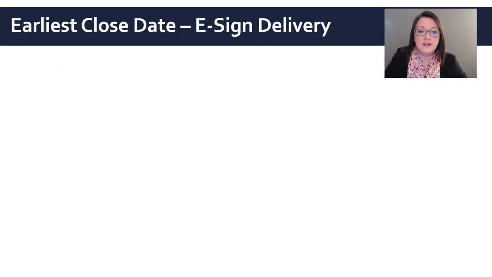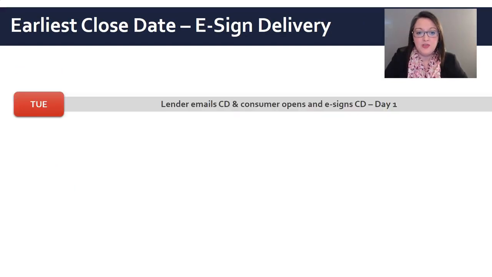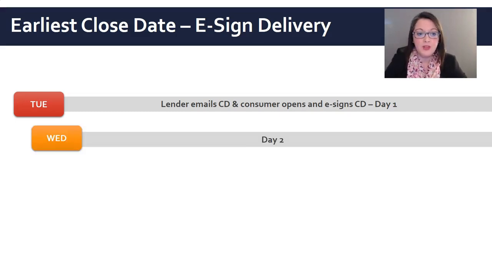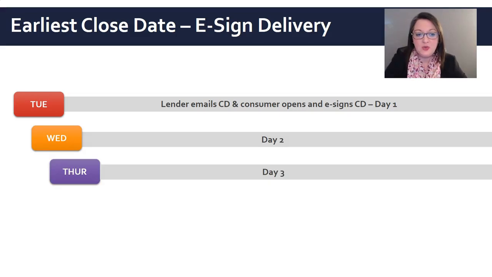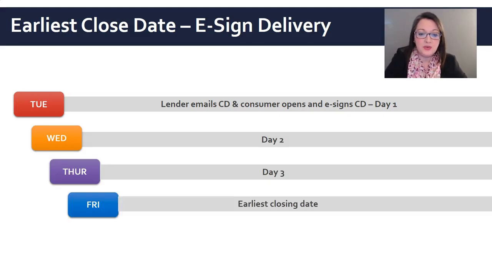Next, let's take a look at an example for sending via email. So if the lender emails the closing disclosure to the borrower on Tuesday and the borrower receives it and e-discloses or e-signs that day, that would be considered day 1. Wednesday would be day 2, Thursday would be day 3, and in this scenario, Friday would be the earliest closing date.